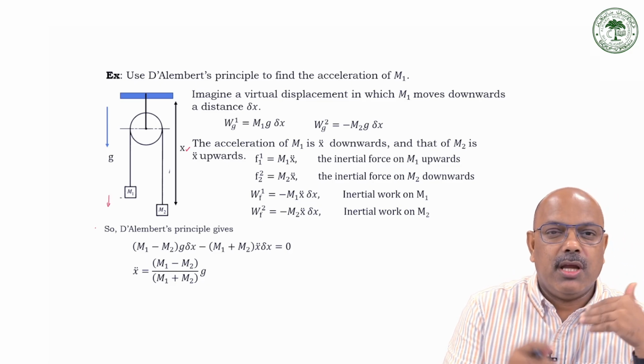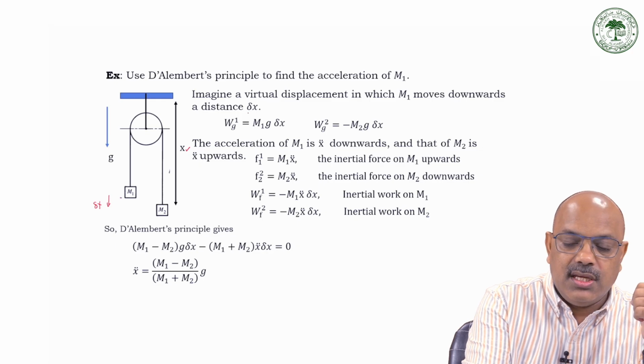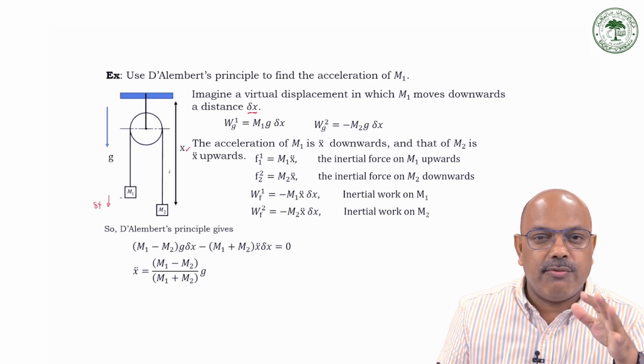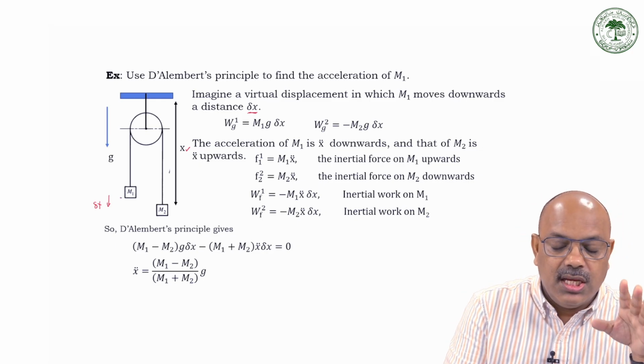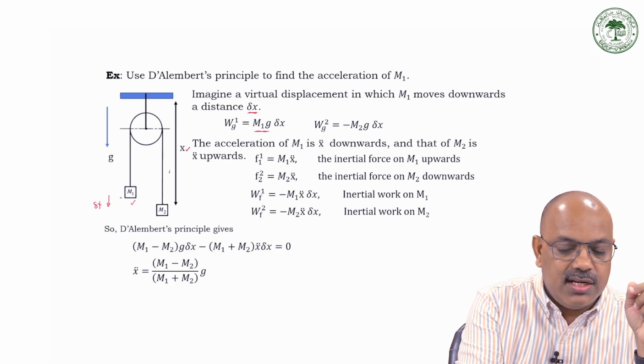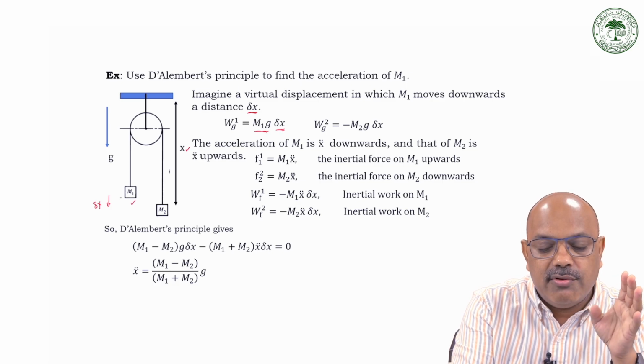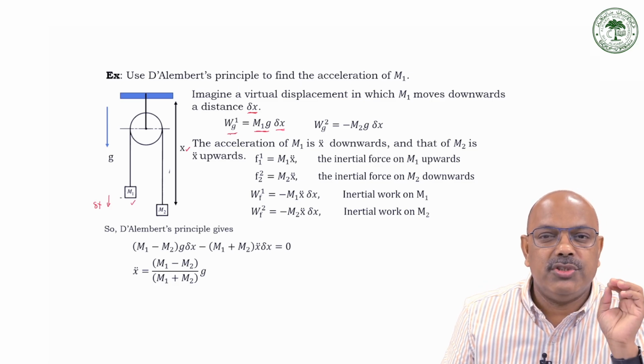Okay, m1 is coming downward through a distance delta x. So you see this is delta x. So what are the forces? One force is m1g. Suppose this m1g force is acting on mass m1, and delta x is the displacement. So the work done by the gravitational force is going to be, let's say, Wg1.